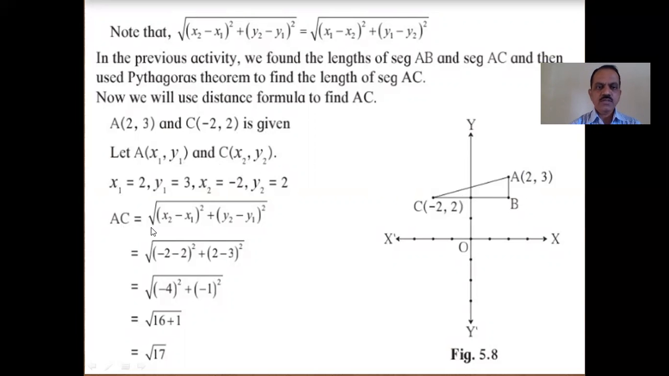AC is equal to the square root of x2 minus x1 bracket square plus y2 minus y1 bracket square. Substitute the given values of x1, y1, x2, y2 in the distance formula. Then we get the square root of -4 bracket square plus -1 bracket square, which is the square root of 16 plus 1, equal to the square root of 17. This is the answer found by using the distance formula. So the distance AC is equal to the square root of 17.